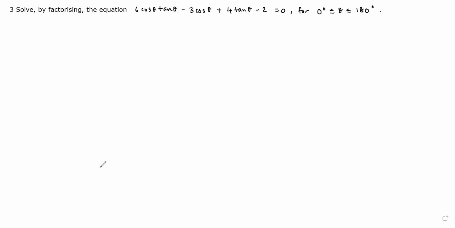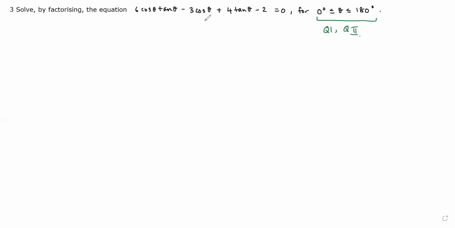Solve by factorizing the equation 6 cos theta tangent theta minus 3 cos theta plus 4 tangent theta minus 2 equals 0 for theta in between 0 and 180 degrees. From the restriction, we know that the solution should be either in quadrant 1 or quadrant 2.